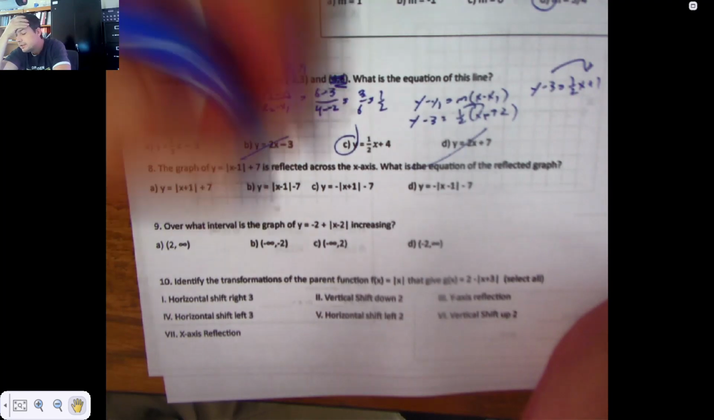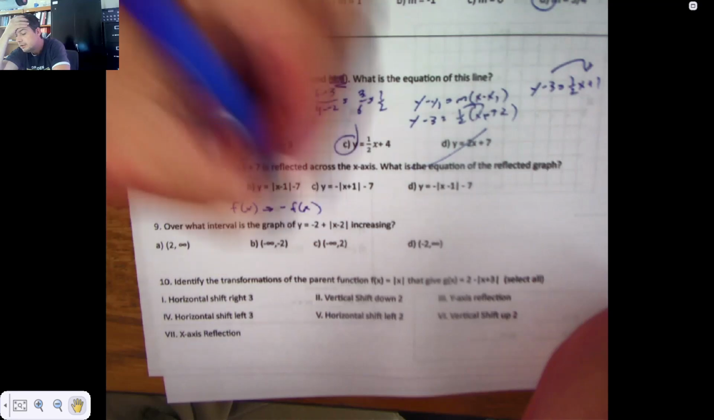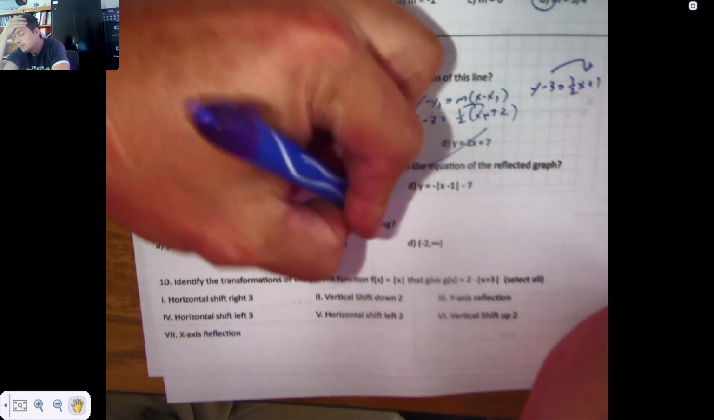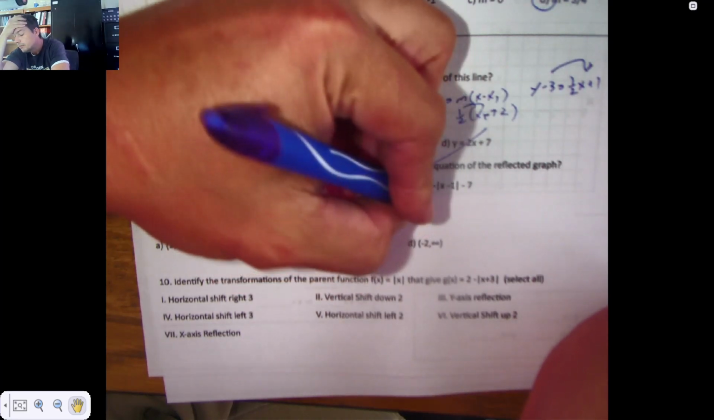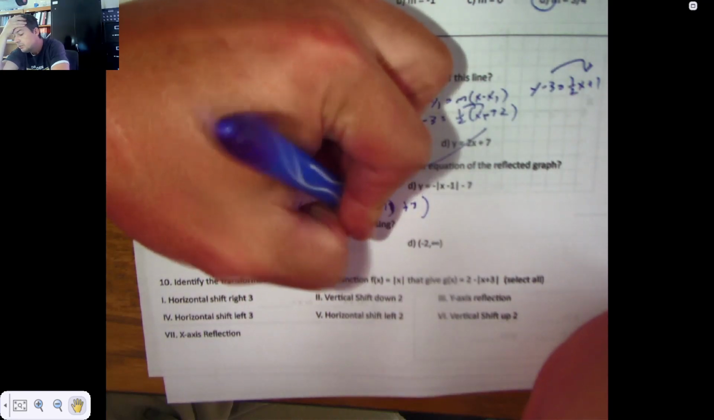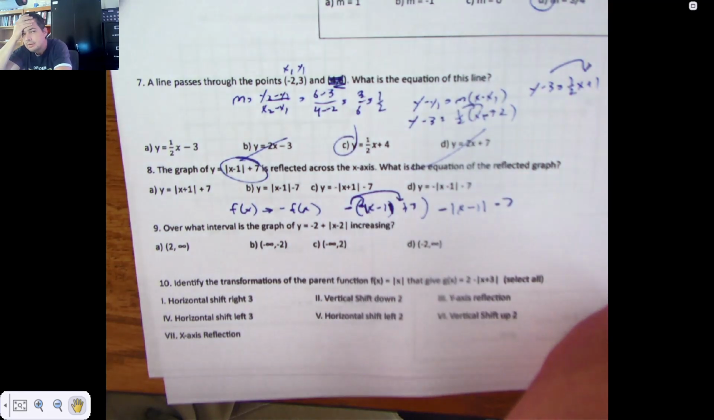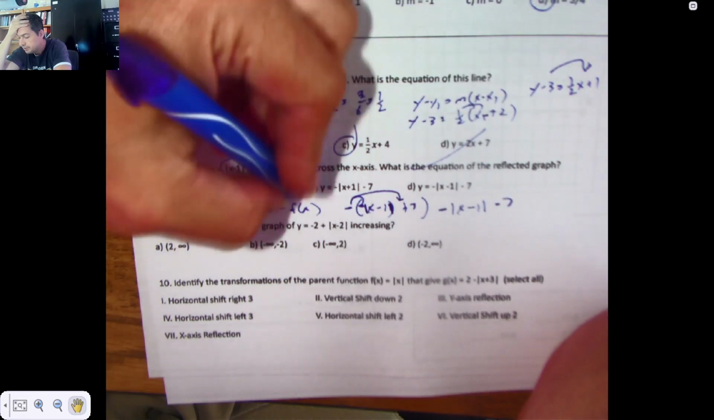To reflect across the x-axis, the rule is that f of x becomes negative f of x. So I'm going to wrap that in a negative symbol. And I'm going to distribute the negative to the understood one there, and to that 7, negative absolute value of x minus 1 minus 7. I do not have the ability to distribute inside. I cannot enter the bars. Can't do it. Anyways, what is that? It's choice C.